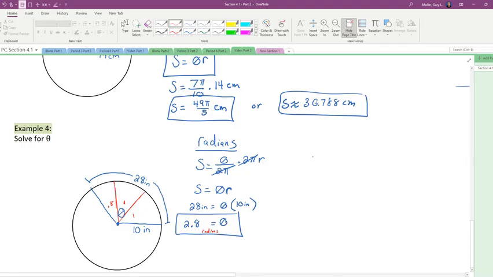That would be S equals theta over 360 times 2 pi r. So 28 equals unknown over 360 times 2 pi 10. And now I've got to do a lot of math. I got to multiply by 360 on both sides and divide by 20, right? And divide by pi. So getting theta in degrees is a heck of a lot more work.